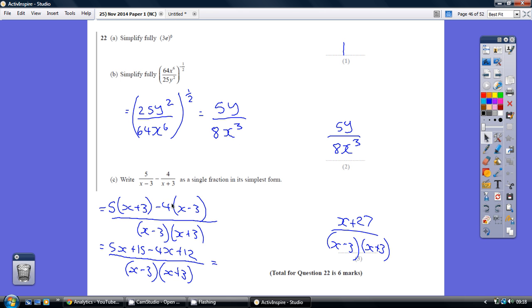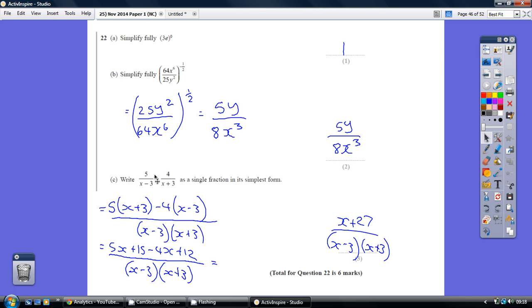Right, part C. Now, in order to add or take away fractions, just like when we're dealing with non-algebraic ones, we need to have a common denominator, the same number on the bottom. And the easiest way to find the common denominator is just to multiply the two denominators together. So our common denominator is going to be x minus 3 times x plus 3.